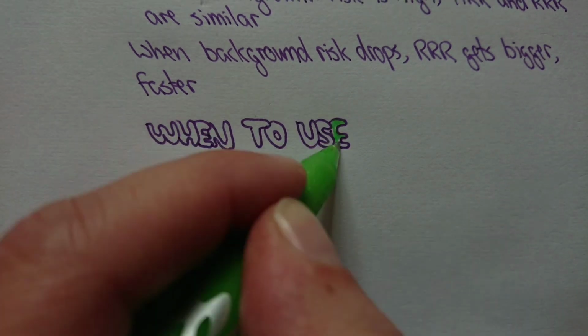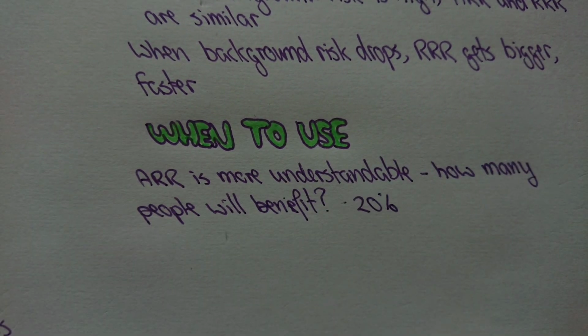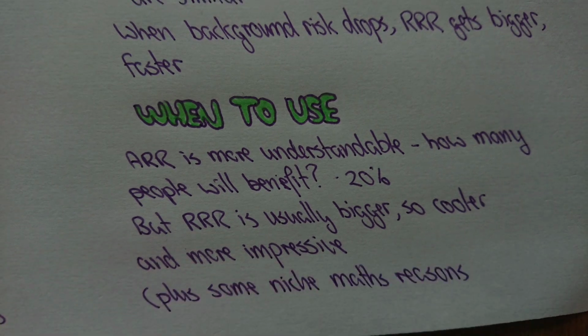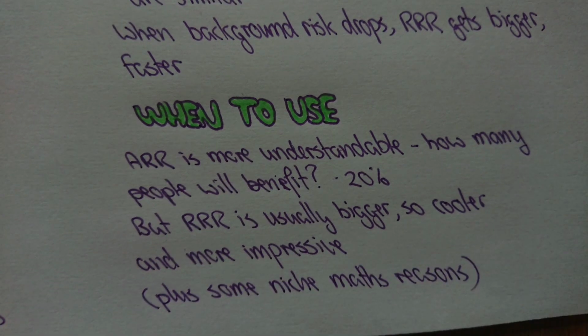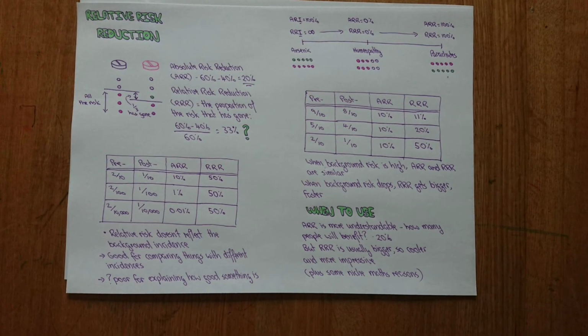So when to use? First, the absolute risk reduction is more understandable. How many people would benefit? 20%. But the relative risk reduction is bigger, 33%, so sounds more impressive if you're trying to convince people to prescribe or take a medicine. Plus there's some nerdy maths reasons that we don't need to worry about. Overall, don't use the relative risk reduction.